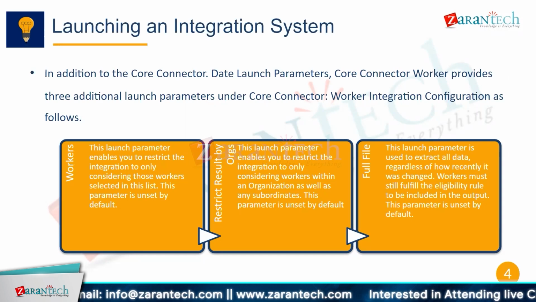Full file. This launch parameter is used to extract all data regardless of how recently it was changed. Workers must still fulfill the eligibility rule to be included in the output. This parameter is unset by default. So when you're working with worker core connector, these are the 3 major attributes that would show up in your launch parameters within Workday.